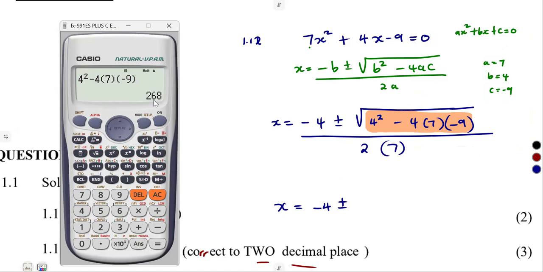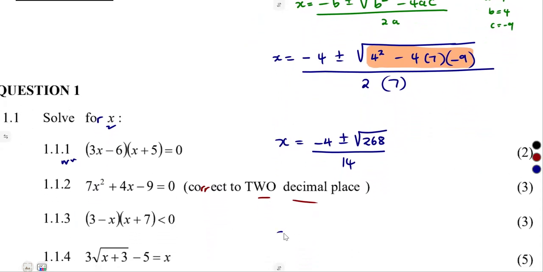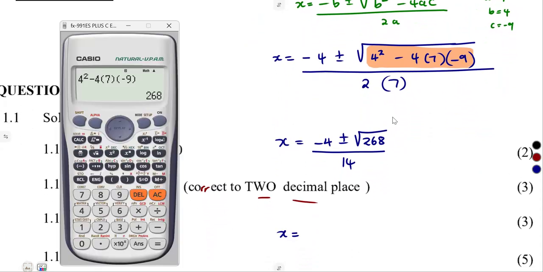So that was going to give us 268. So that's the square root here of 268, what we obtained. All right, so we're going to have the square root of 268, everything over 2 times 7, which is 14. So we can now obtain the exact values. Our x is what? Starting with the positive, that's negative 4 plus the square root of 268 over 14. And that was going to give us 0.88.